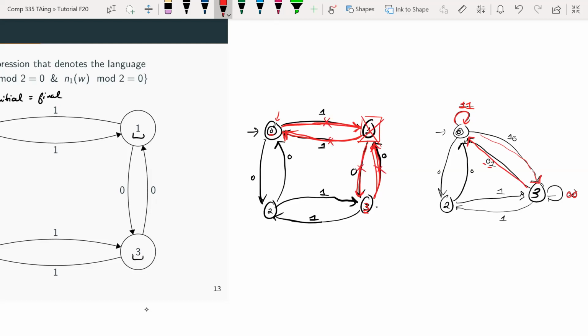And with respect to the final state being the same as the initial state, it doesn't matter, and it's not really going to affect the procedure of the algorithm up until the end.